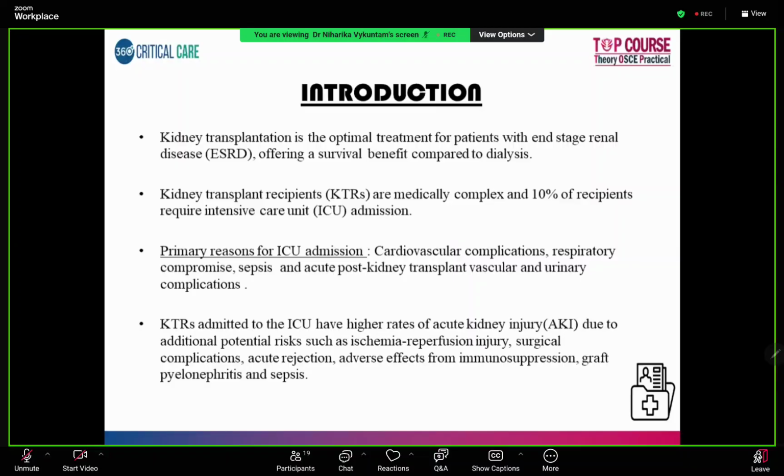So what could be the causes of AKI in post-transplant patients? One would be ischemia reperfusion injury, surgical complications, any acute rejections, adverse effects from the immunosuppression, graft pyelonephritis, and last but not least, sepsis.